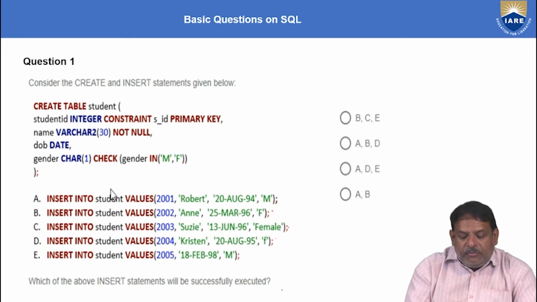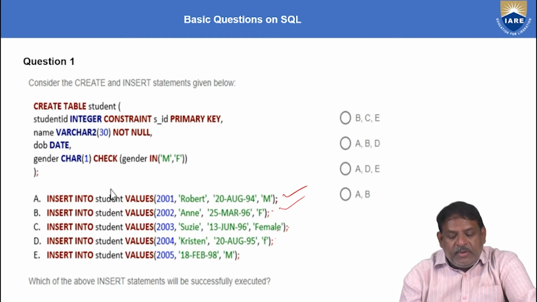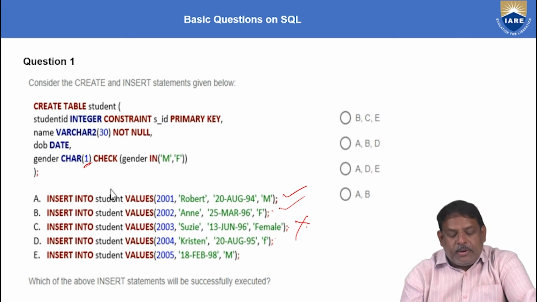Now we'll see. The first statement is valid, 101 Robert. So the first is valid. Second, student number 2, Annie, female, is also valid. Third, 2003 Susie, but here he is giving the gender as female. The gender takes only 1 character, so C is not a valid insert statement.